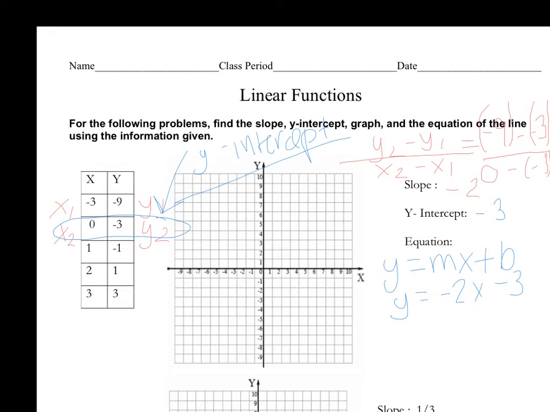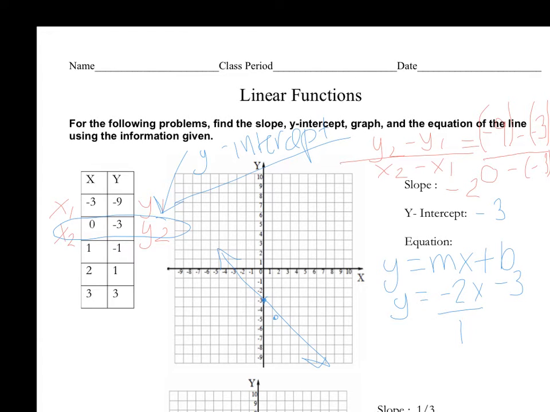So now in order to get my graph, I'm going to look at my y-intercept, which is negative 3. And I'm going to go down on my y-axis. I'm going to put a dot. My next step, I'm going to use my slope. My slope is negative 2. So that means I'm going to go down 2 and to the right 1. How do I know I go to the right one? Because if I don't see a number, I'm going to put a 1 underneath. I'm going to connect those dots. Bada bing, bada boom. We have a graph.